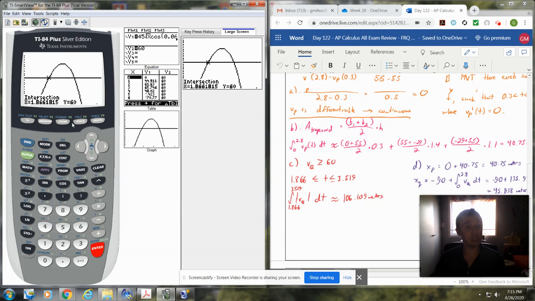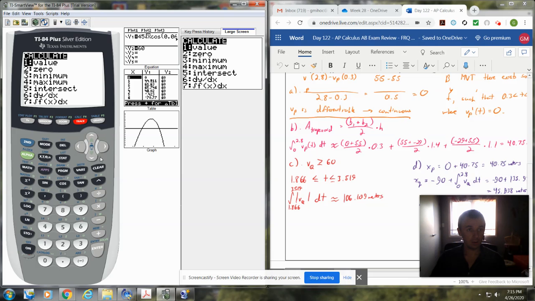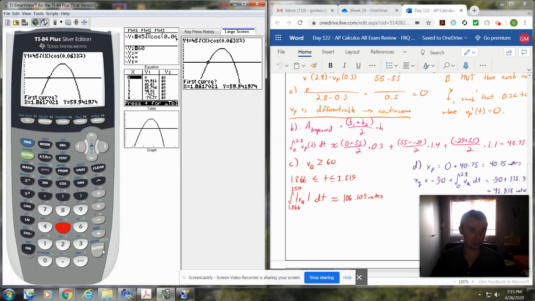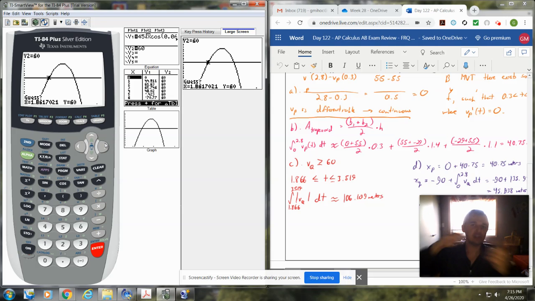All right, so now let's get to that second intersection point. Press second, trace again. This time I'm just going to press the number 5 for intersect. First curve, yes. Second curve, yes. Typically, you don't have to worry about that first curve and second curve question besides just pressing enter, unless you're graphing like 10 different graphs. In that case, you do have to make sure that you're highlighting the correct graph. But since we're only graphing 2 different things, you can just press enter twice, and you're in the appropriate spot.